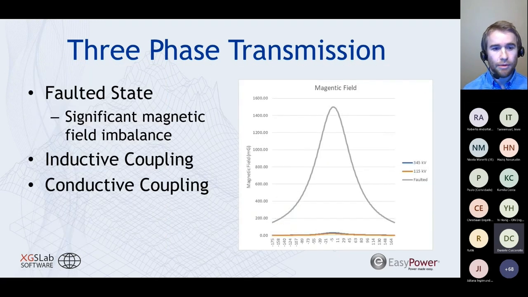During a faulted state, what we have is a significant amount of current going through one of our phases, and that results in a much higher magnetic field. So we can show the magnetic field in this gray line during a fault scenario compared to our two previous magnetic field density or magnetic field strength from the 345 and the 115 that we showed earlier.